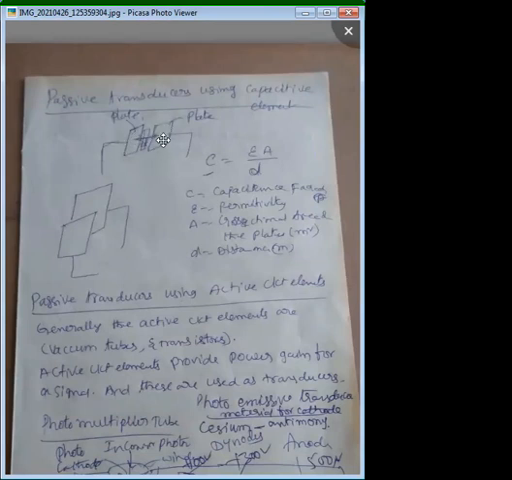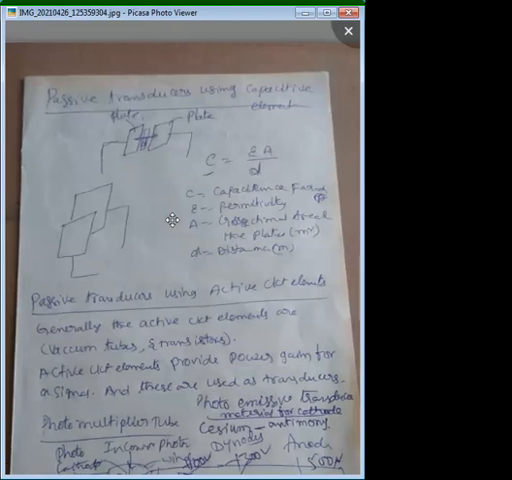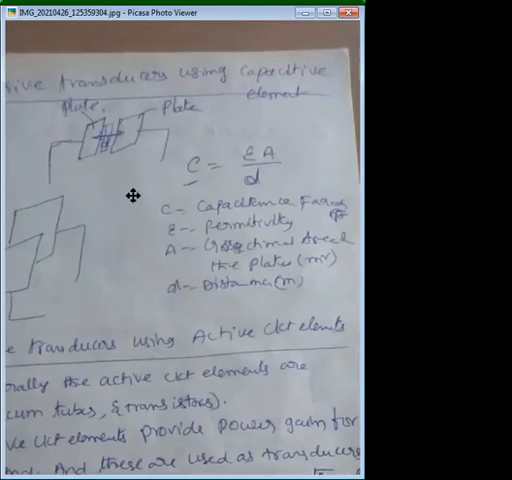If any physical parameter of the capacitor changes, then there is a change in the capacitance value. From the basic equation, C is equal to epsilon A by D, where epsilon is the permittivity, A is the cross-sectional area of the plates, and D is the distance between the plates. If any of these physical parameters change, the capacitance of the capacitor will change. Based upon that, we can develop a capacitor transducer.